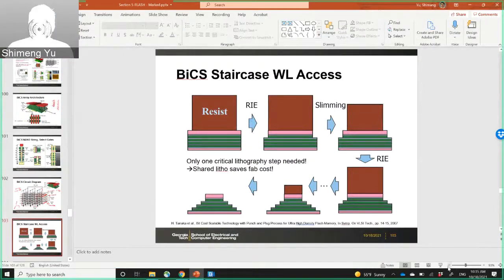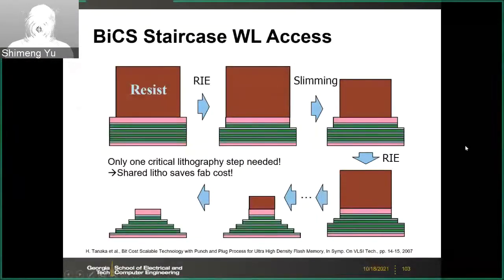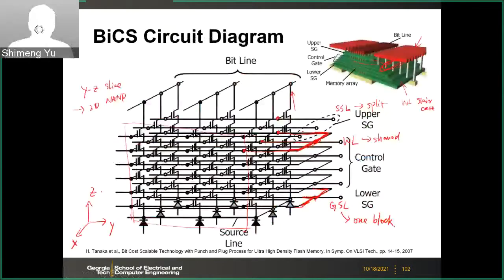So this is the staircase region. Here the key idea is that for the memory array in the center, we can use one lithography to fabricate this, because you can deposit multiple tiers, dig a hole, and then etch this vertical pillar. So you only need one lithography to define the pattern or location of the pillar, and then you etch. So you only need one lithography, even though you have many layers.